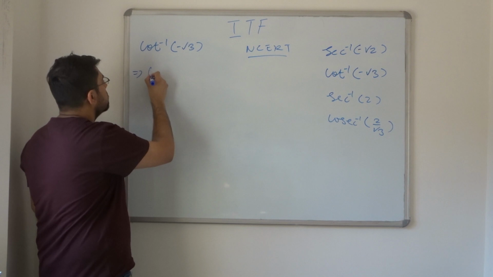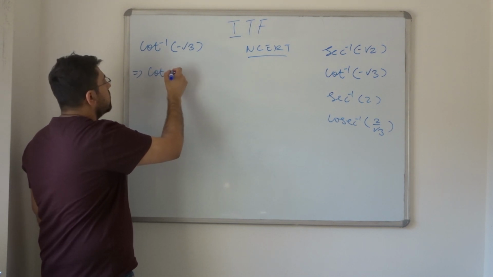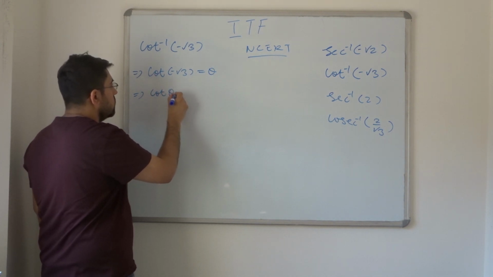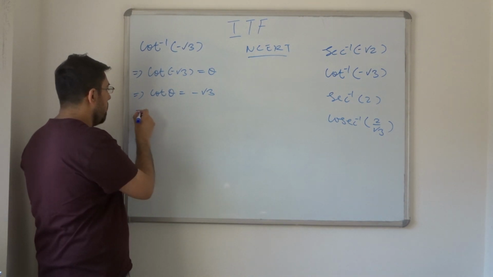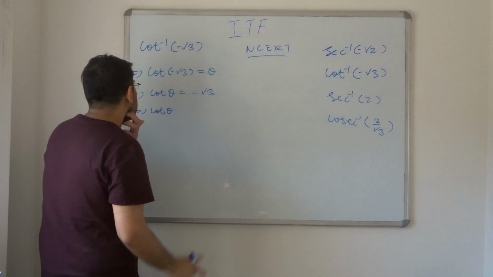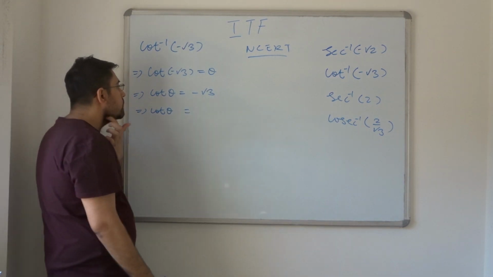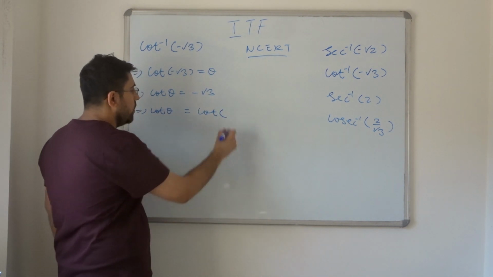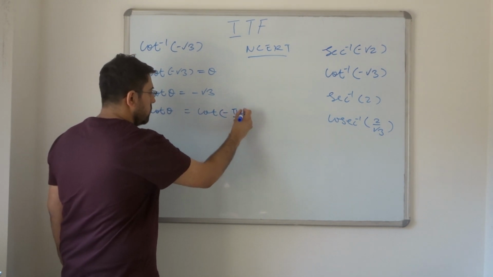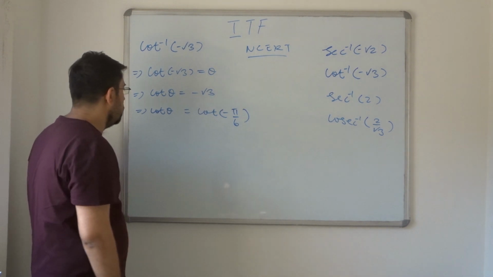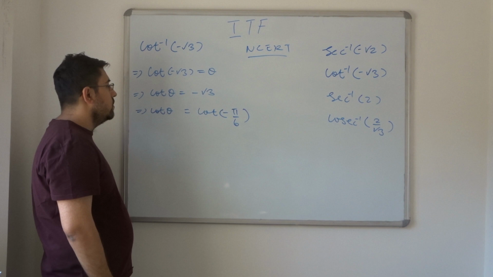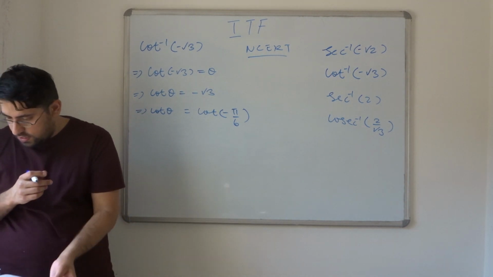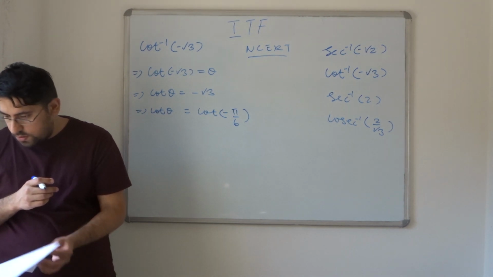So what is the first step that we do, guys? The first step is equal to theta. Now the next step is this. So now, what do we do? Cot negative what? Cot negative pi by 6. So now what do you do? Just have a think about it. Just think exactly what you have to do here.